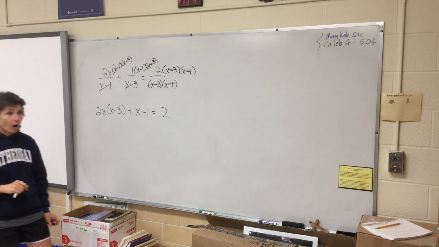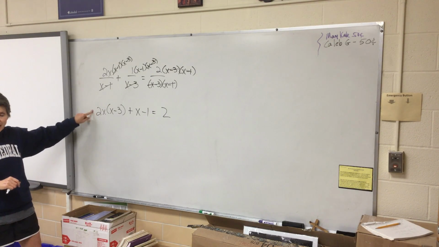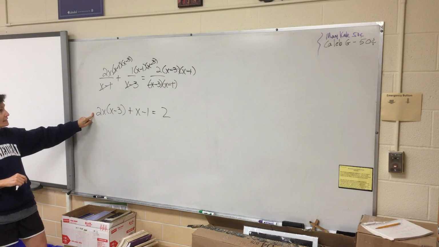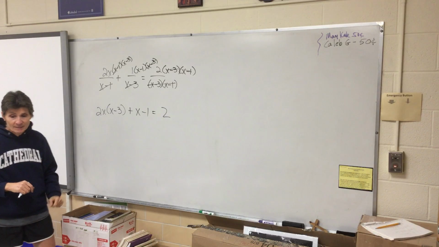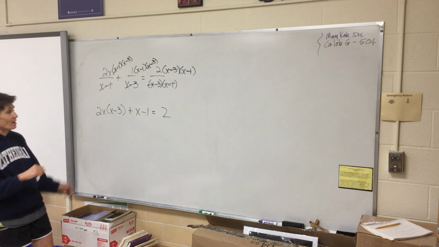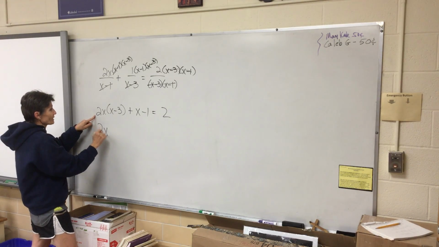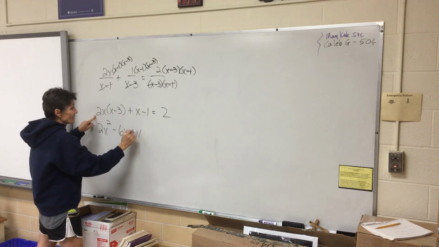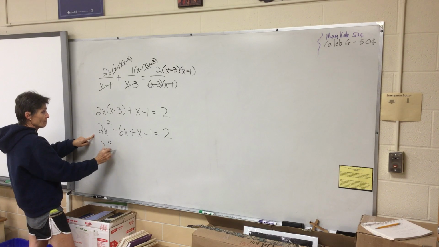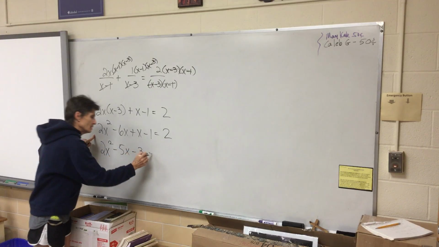So if we had to talk about this in words, this is the net effect. This is not wrong. That is exactly right. But if we have to talk about it, what we're really doing is multiplying by the common denominator, and then stuff is canceling out as we go. So we've got 2x squared minus 6x plus x minus 1 equals 2. Let's clean that up. 2x squared minus 5x minus 3 equals 0.